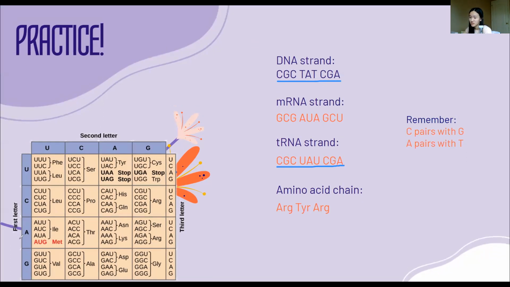And again, first letter is here. So first one, C, we look at this row. Second one is G, look at this column. And then the third letter is C, so we look at this tiny one right here. There's CGC. And all of these actually code for arginine, which might not always be the case, but in this case, all of these are the same. So hopefully that makes sense.